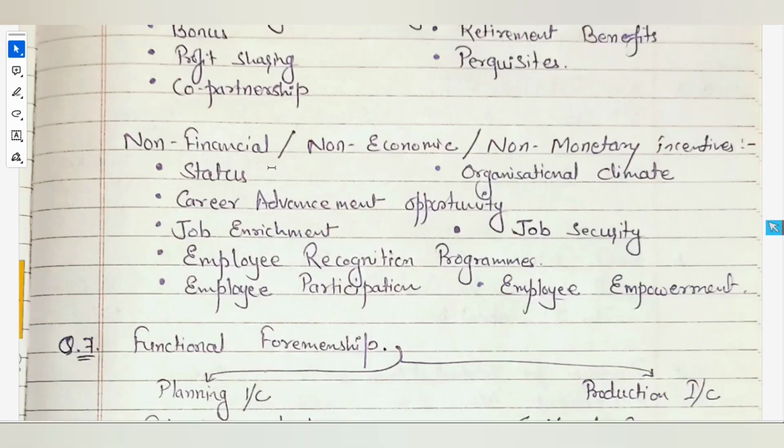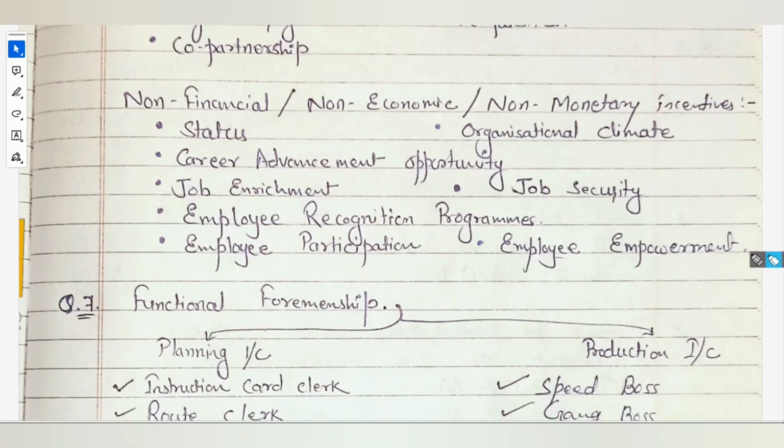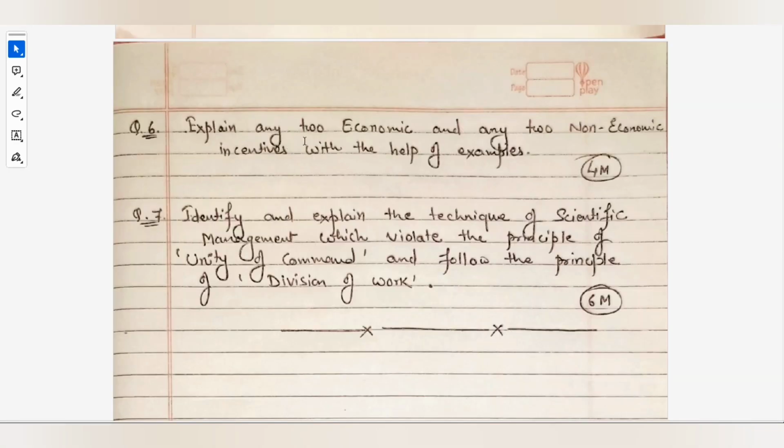These are the various financial incentives, and you have to write any two of these as the major examples. Now let's have some examples of non-financial, non-economic or non-monetary incentives, which are status, career advancement opportunity, job enrichment, employee recognition programs, employee participation, organizational climate, job security, and employee empowerment. As it was asked in the question, that you need to write any two economic and any two non-economic, I have given you almost seven examples of each of the incentives. So you can take any two of those and explain with the help of an example.